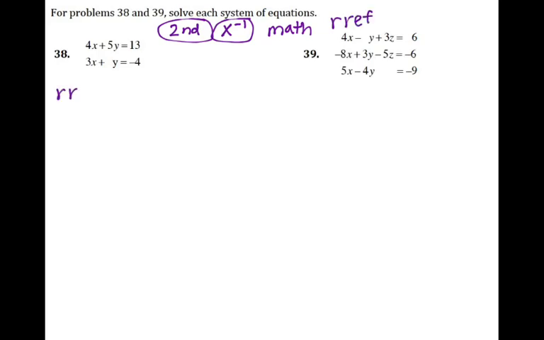So you're going to do RREF of this matrix, which is going to be 4, 5, 13, 3, 1, and -4, and then hit enter, and your answer is -3, 5. Once you hit enter, the calculator is going to spit this out.